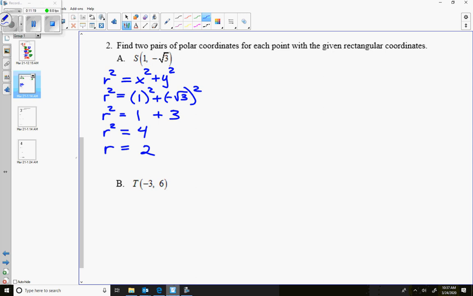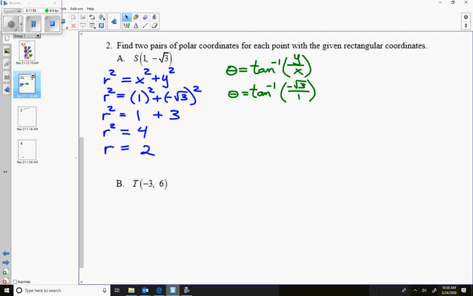Now, what about theta? You might need a little bit of help with this. Theta will be the tangent inverse of y over x. So it's the tangent inverse of negative square root of 3 over 1. So then the question is, where does tangent equal negative square root of 3? Well, in the unit circle, it actually happens at a couple of different places. The question is, which one's the right one?